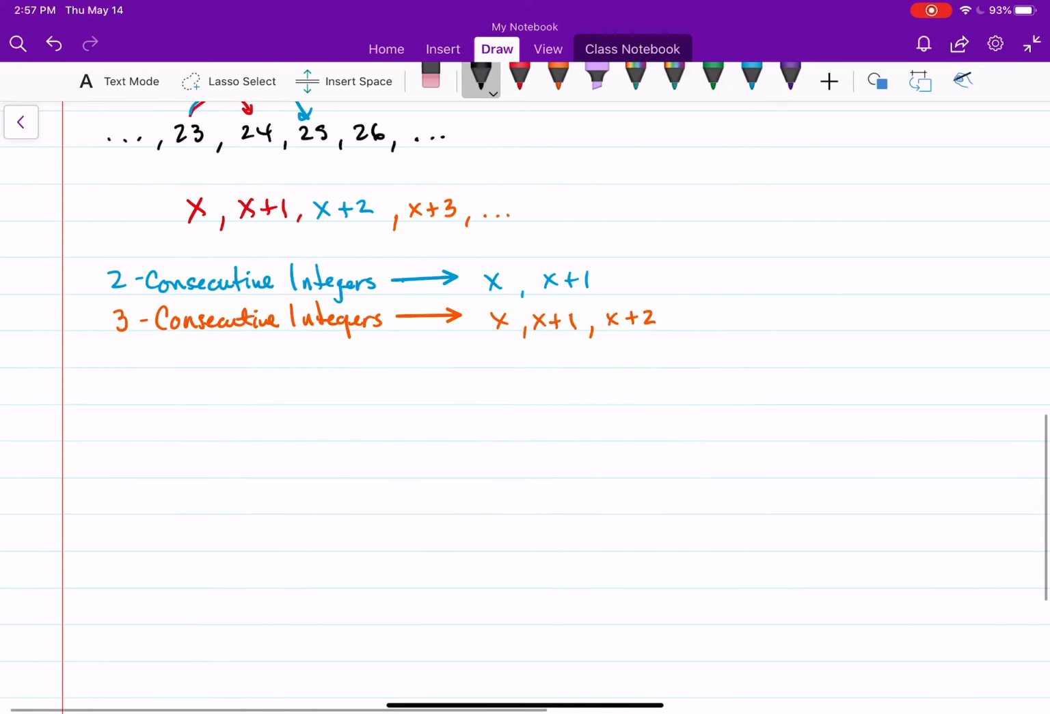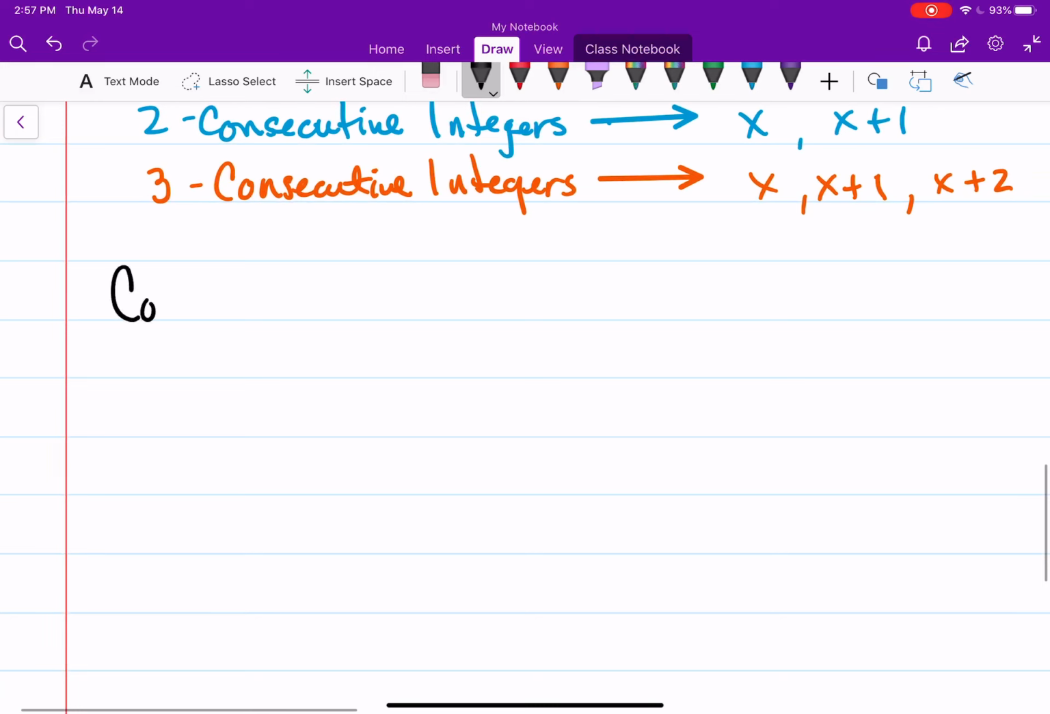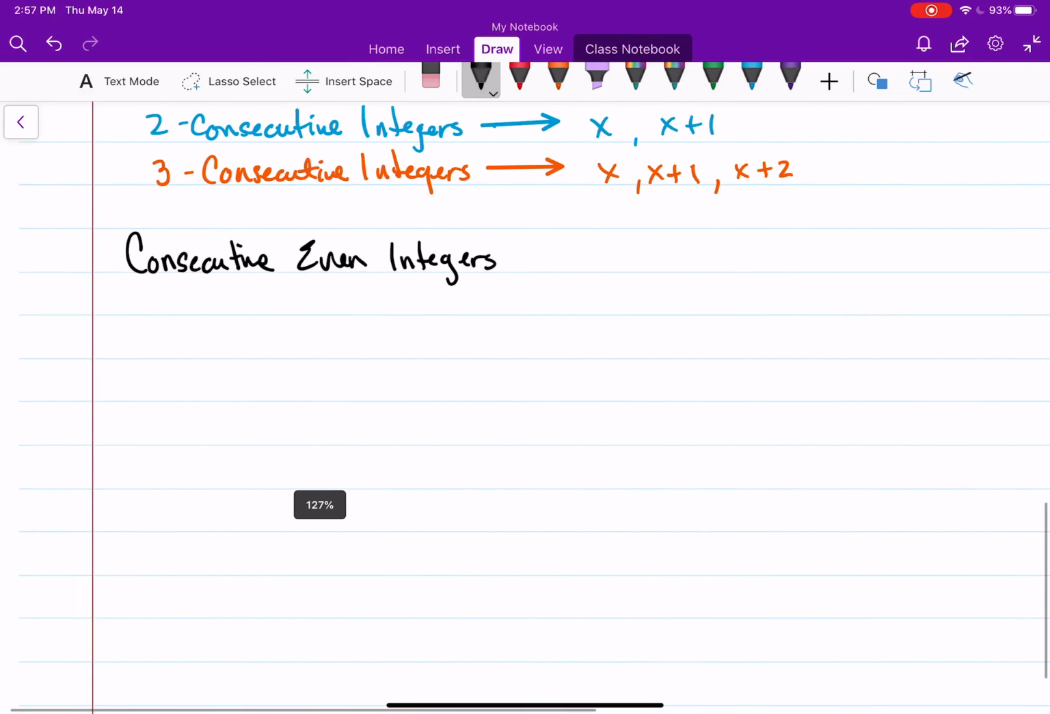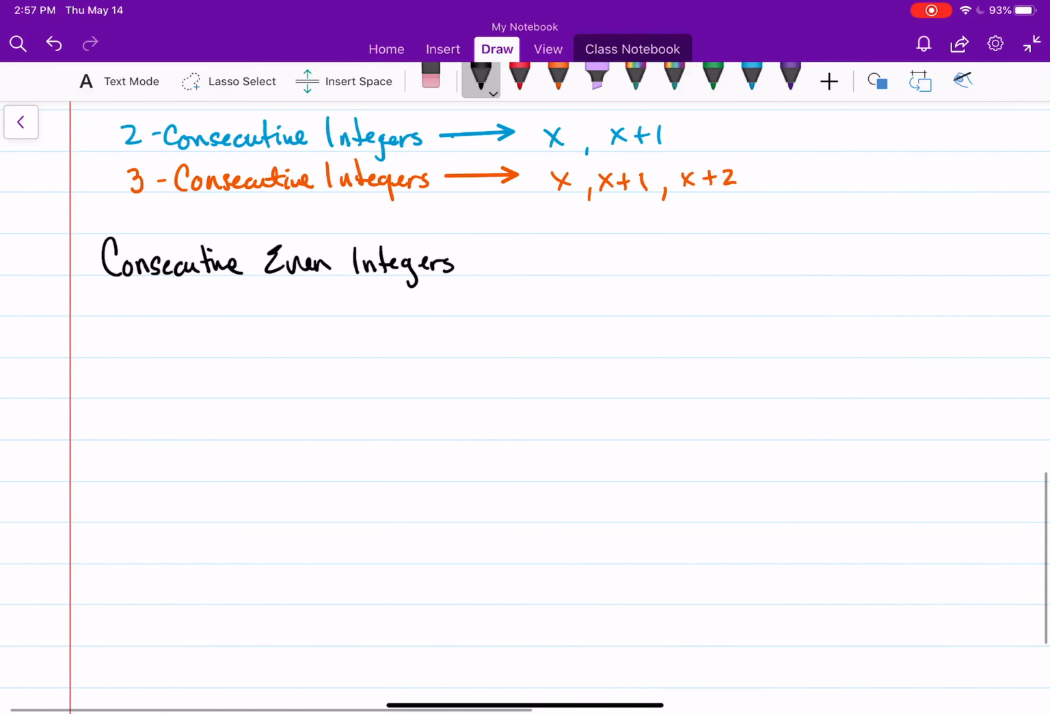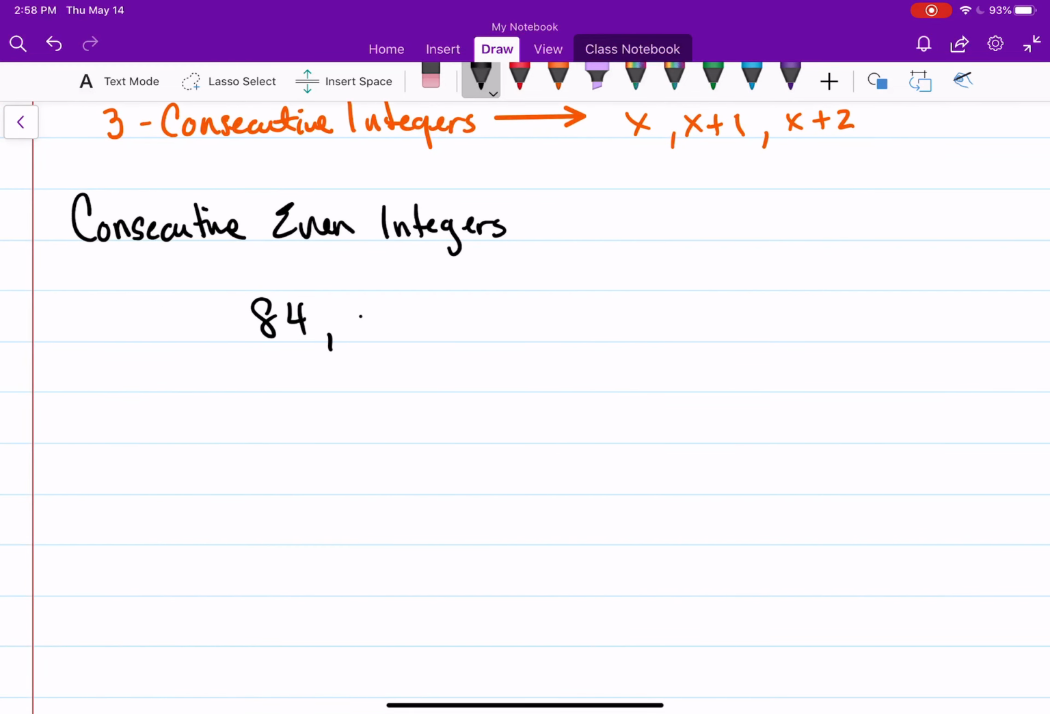Next would be the consecutive even integers, right? So if I did even numbers, let's start with, I don't know, 84. After 84 would be 86, then 88, then 90, right? And so on.